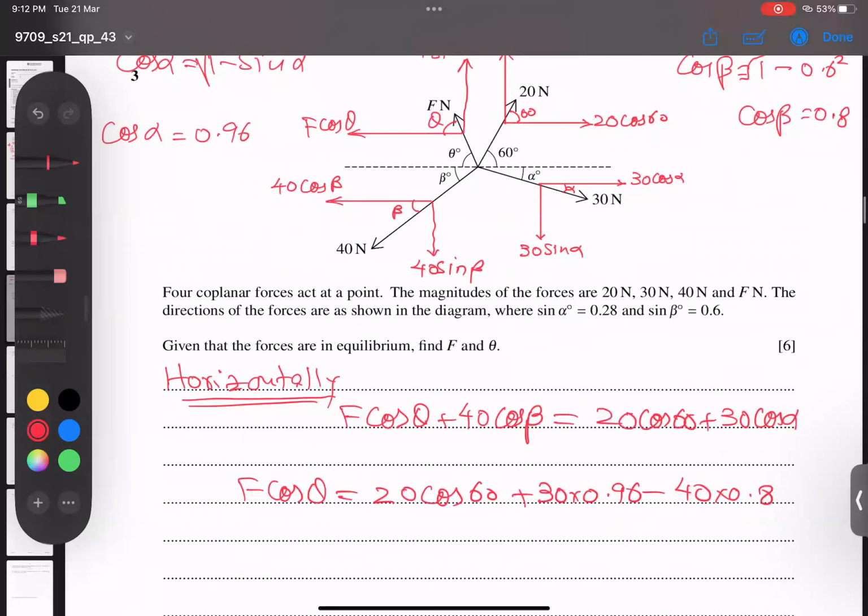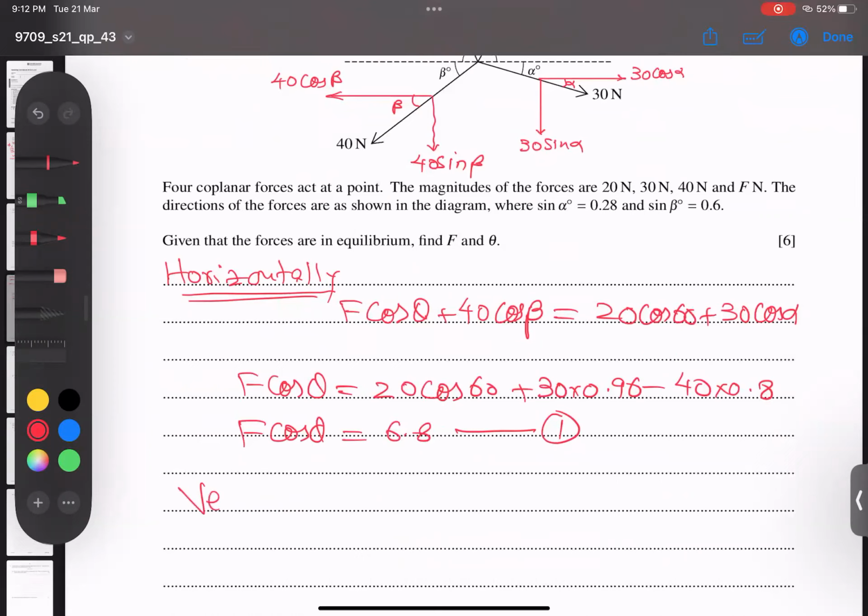Now I will type the whole right side equation in the calculator, my students. So 20 times cos 60 plus 30 times 0.96 minus 40 times 0.8. And my answer, I am getting 6.8 exactly, without any further decimals, no recurring numbers. Okay, so this first part is done. I will call it equation number 1. This is the horizontal part. I believe you understand.